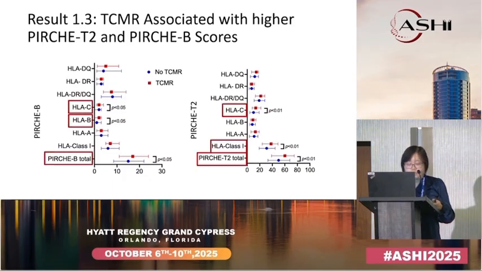In both of the graphs, we can see, especially at the HLA class 1 loci, in the PIRCHE-T2, we have higher scores in the rejection group. And both of the past two slides' findings support the concept of two distinct immunologic pathways, B cell epitopes driving AMR and indirectly recognizable peptides driving TCMR.